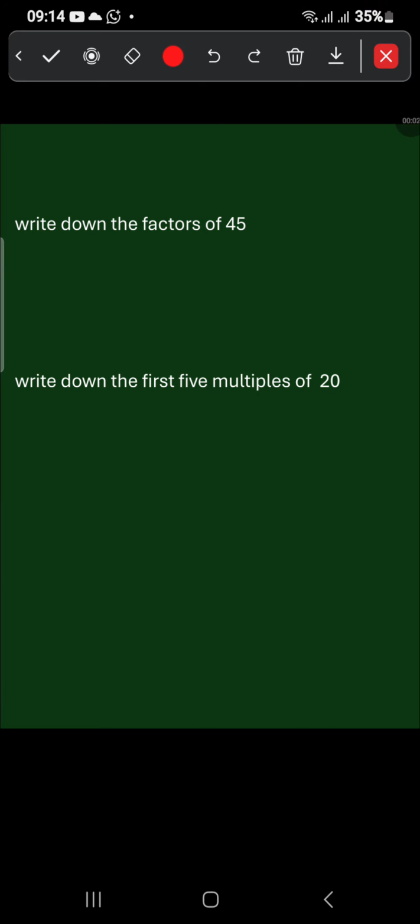So in this lesson now we're going to look at the factors of numbers and multiples of numbers. Factors of numbers are numbers that can go into that number, so they can divide into that number. Right. So that is 45, factors of 45.